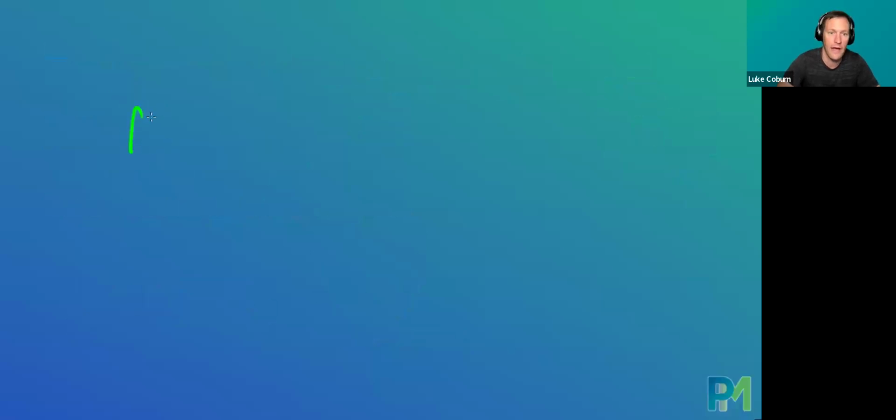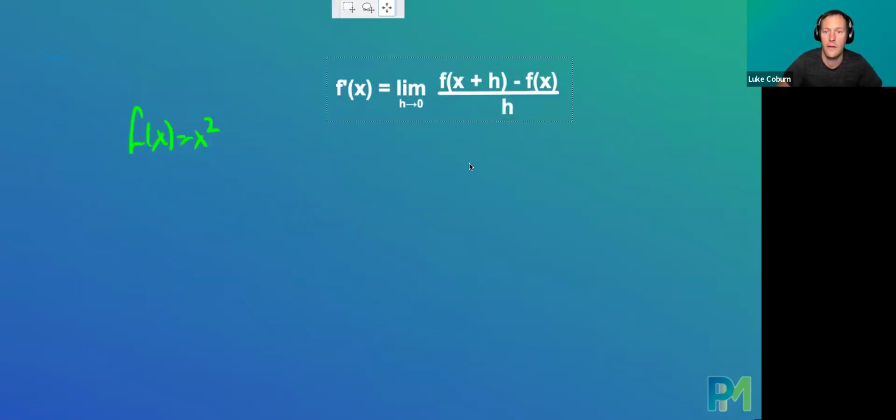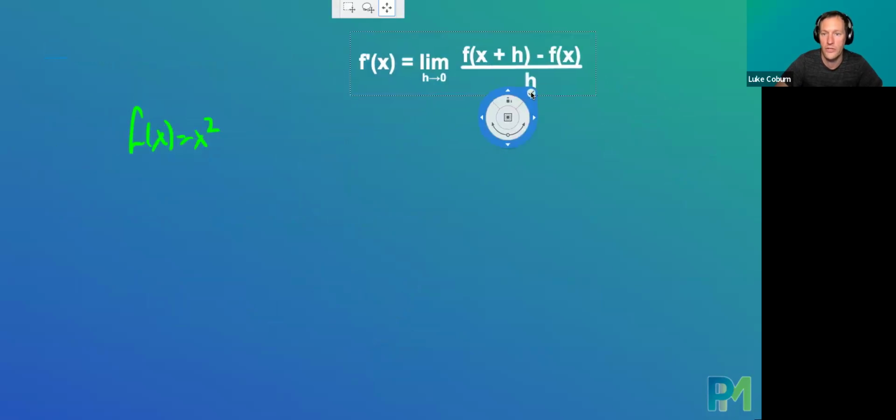We're running out of time. F of x is equal to x squared, and this is the formula that we're going to apply, this one over here. So what is x plus h? Hold on, what is f of x plus h?